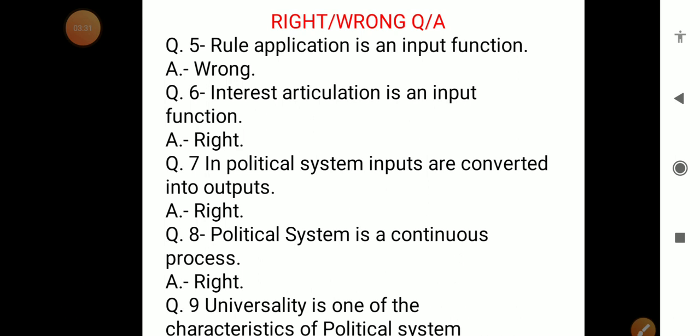Then moving to right wrong questions. Rule application is an input function of political system. The answer is wrong, because rule application is an output function. Interest articulation is an input function. The answer is right, as interest articulation is input function. Interest is aggregated and articulated.